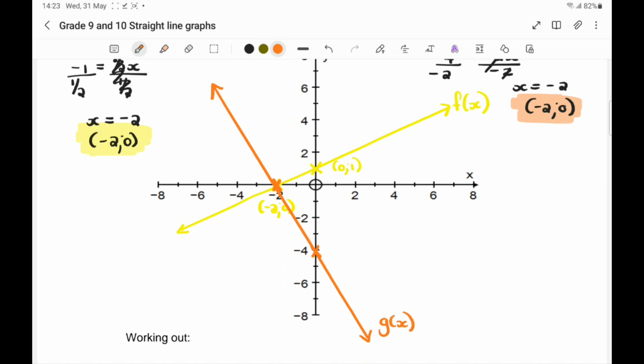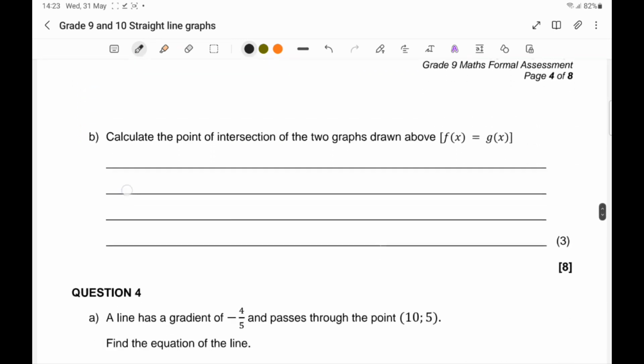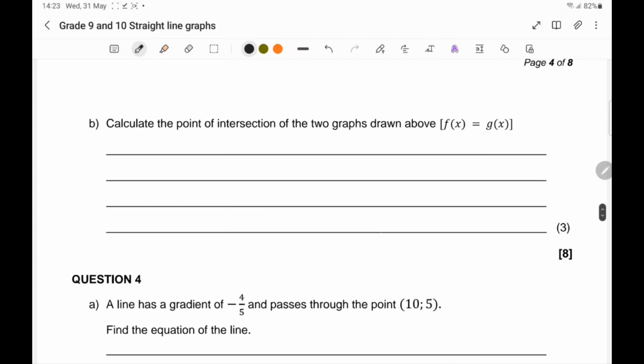Can you see that there is a point of intersection, which is over there? What is the point of intersection? It's where the 2 graphs cut each other. Okay, where the 2 graphs intersect. So now I want to show you how you can calculate the point of intersection of the 2 graphs.